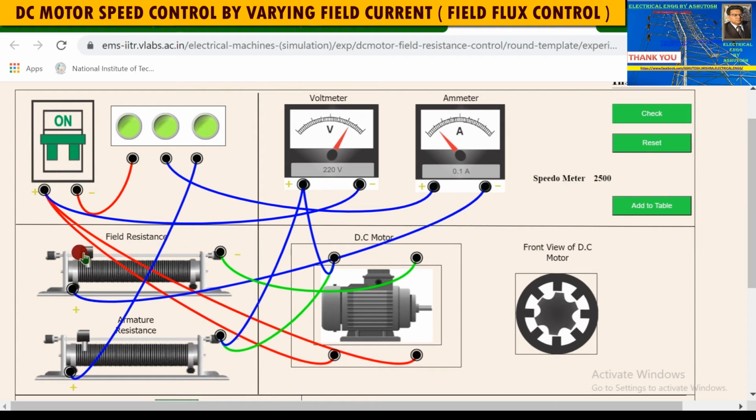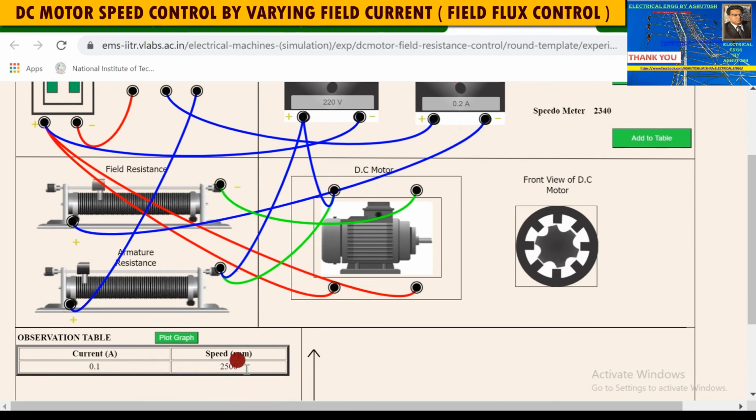Now we have to move this field resistance upward. Okay, now we have moved the field resistance again. Now current is increasing. Okay, what we are doing, we are decreasing the field resistance so that current can be increased. Current is increasing, and this is the field current, 0.2 ampere, it was earlier 0.1 ampere. So you can add to table, and now you can see field current is increasing and speed is decreasing.